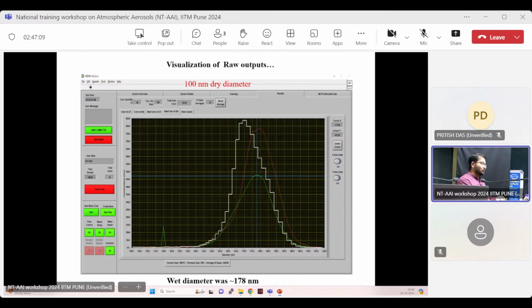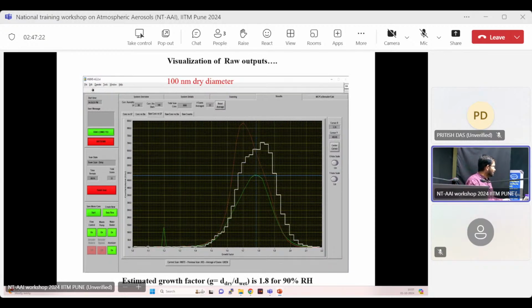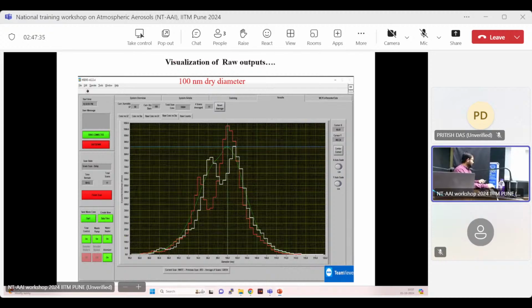So what will be the growth factor? Can anybody tell? 1.78. It's basically 178 divided by 100 nanometer, so exactly we get the growth factor as 1.78. This is the way we directly calculate the growth factor, and the growth factor can be converted into hygroscopicity.